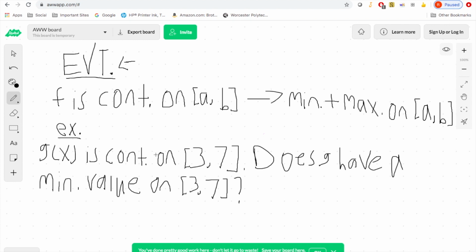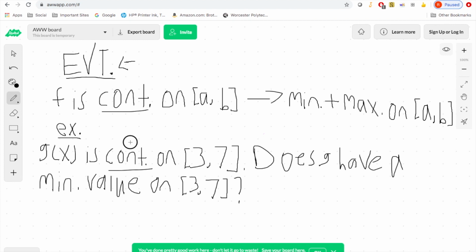So g(x) is a function that is continuous on the closed interval [3, 7]. Does g have a minimum value on that same closed interval [3, 7]? Let's take a look back up at our definition. We have this keyword, continuous. That's the key word on some of these theorems. Sometimes it's differentiable. For this theorem, it's continuous. That is a huge word that we need to verify to use this theorem.